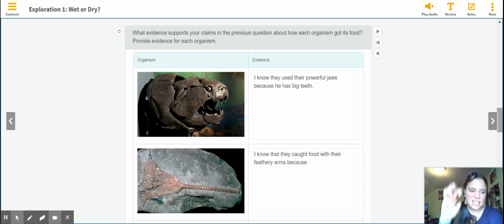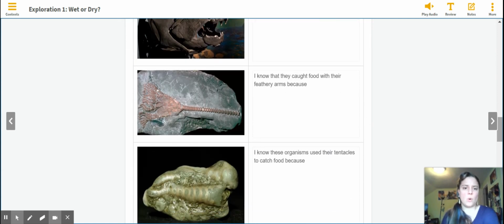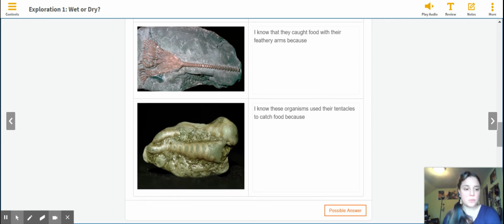He's got giant teeth. All right, so you can write that down. That's an observation you can use. The next one, I know they caught their food with their feathery arms because, and I want you to take a second to look at that fossil and see if you can draw a conclusion. How do we know they caught food with their feathery arms? And the last one says, I know these organisms use their tentacles to catch food because, and then you'll have to make a good guess, right?